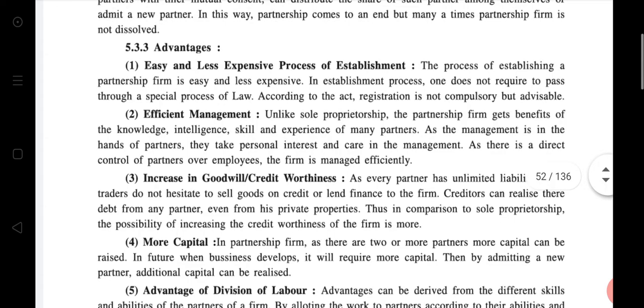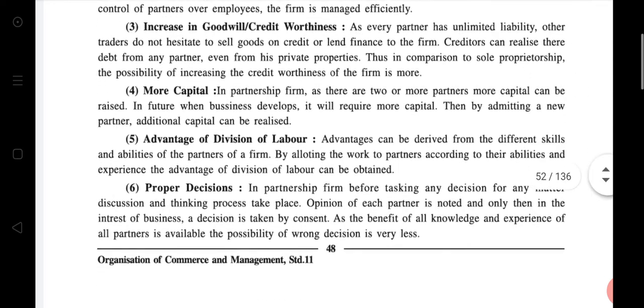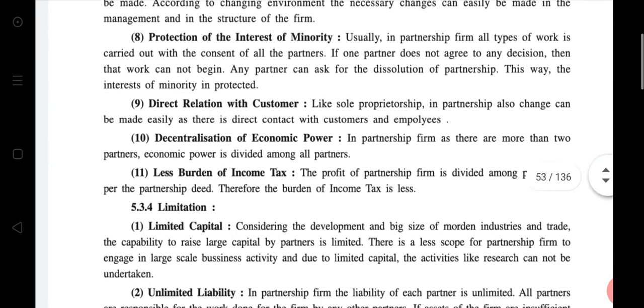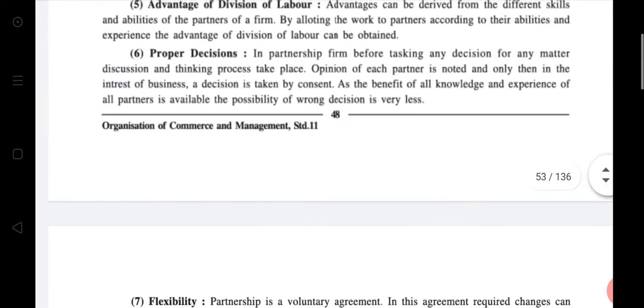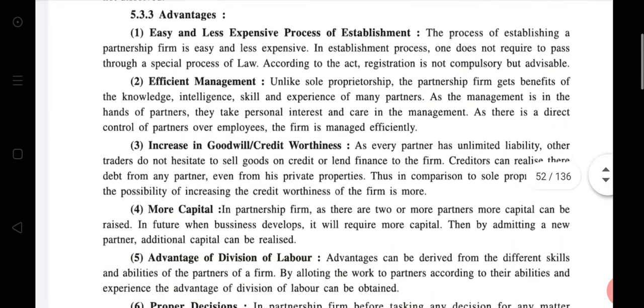Okay, so let's start today's lecture. Advantages of partnership. First one, easy and less expensive. Total 11 points in advantages. First we just go through the head points and then I'll explain in detail.